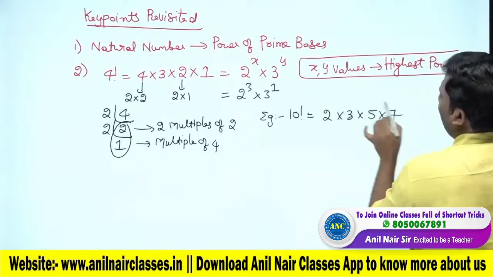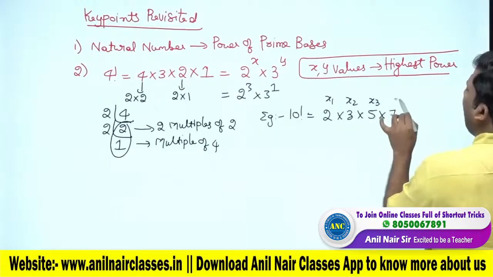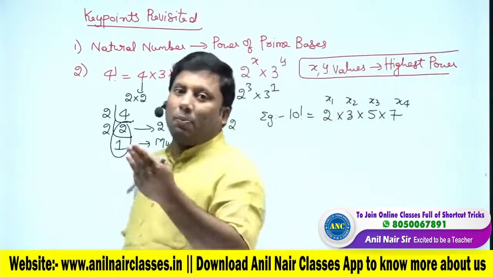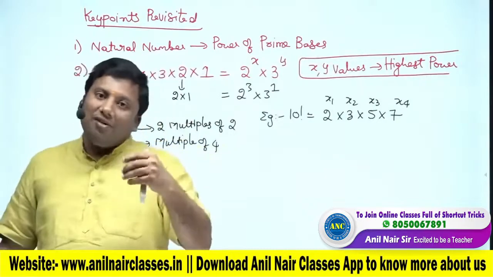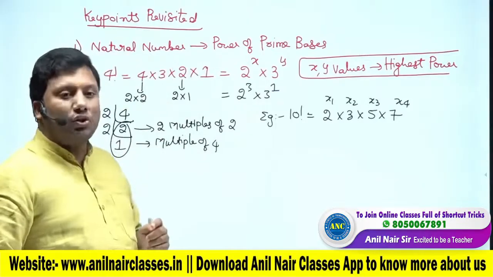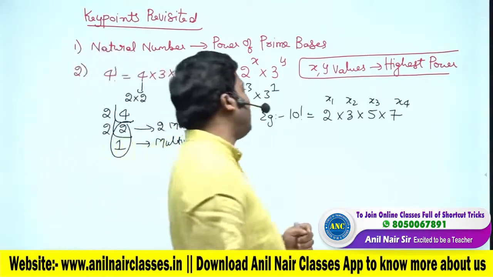2, 3, 5 and 7. So it is x1, x2, x3 and x4. What are all the prime numbers from 1 to 10? 2 power something, 3 power something, 5 power something and 7 power something. Finding out x1, x2, x3 and x4.